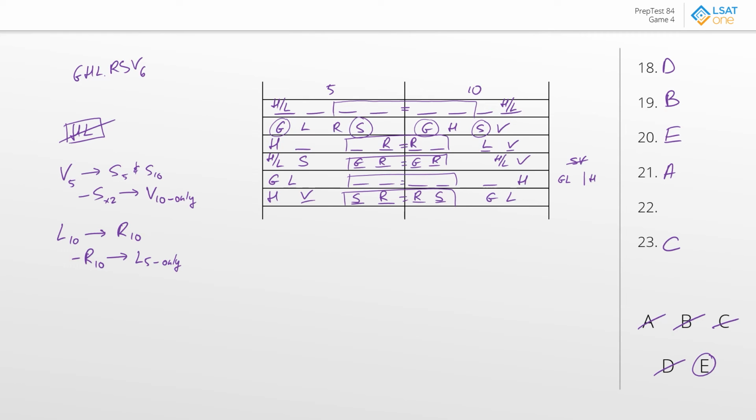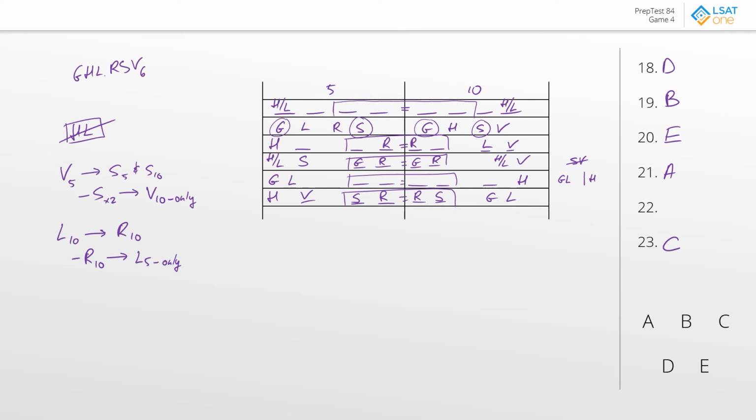Lastly, we have question number 22. Let's take a look. Which of the following pairs of corporations could be the two that offer only 5-year bonds? So essentially, we're looking for which two could be the singles on the 5-year side. Well, first of all, we know that one of your singles on the 5, in fact, on both sides, is going to have to be one of H or L. So we can start with that.